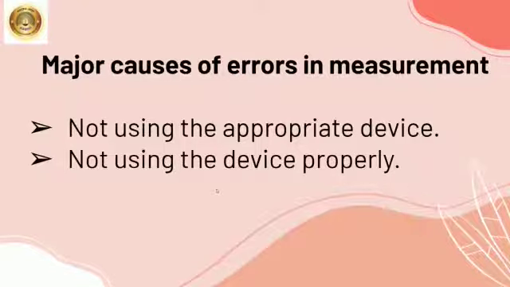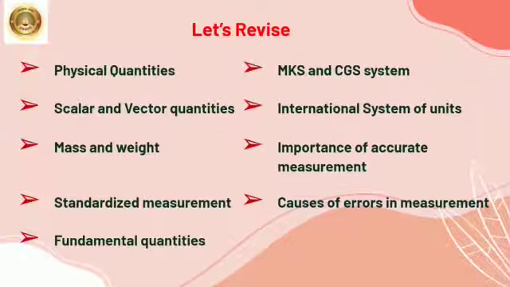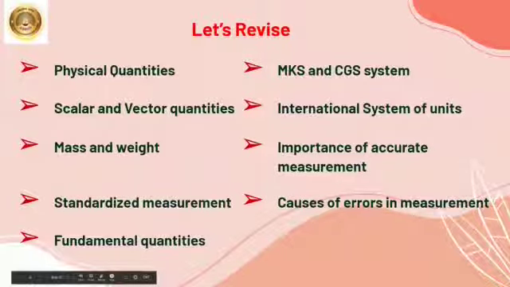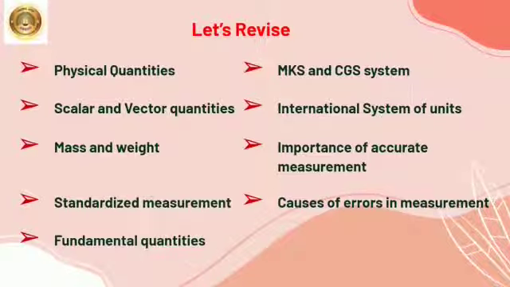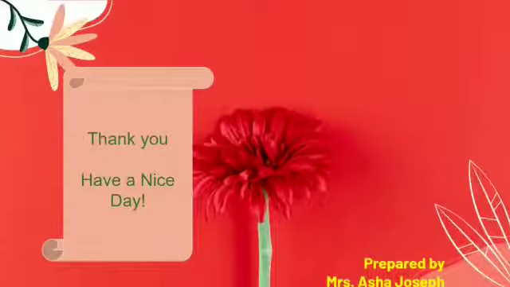With this, we come to the end of the lesson. Let's take a quick revision of what we studied. We studied about physical quantities, scalar and vector quantities, mass and weight, standardized measurements, fundamental quantities, MKS and CGS system, international system of units, importance of accurate measurement, and the causes of errors in measurement. Read the lesson carefully and understand the points discussed. Learn and write down the new words.